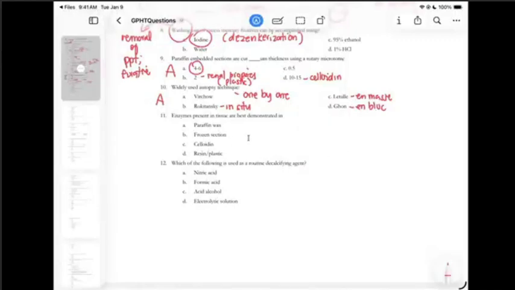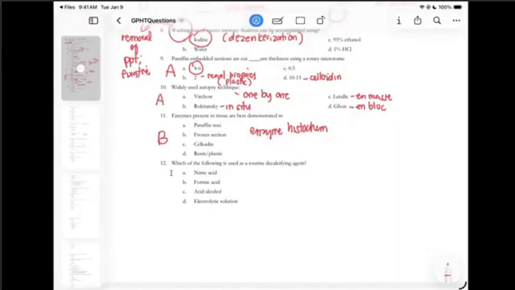Number 11, enzymes present in tissue are best demonstrated using frozen section. So the best specimens if you are demonstrating enzymes, especially for enzyme histochemistry, are frozen sections. Since enzymes are heat labile, they're destroyed by high temperatures, so you have to make sure the tissue is not heated or processed using other chemicals. So the best answer there would be letter B, frozen sections.